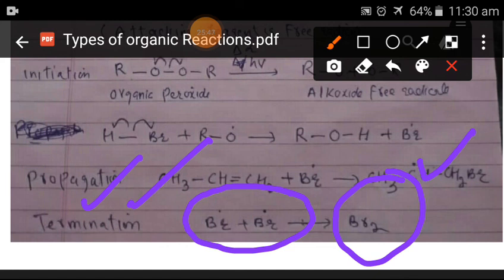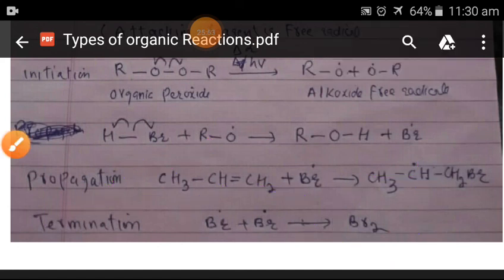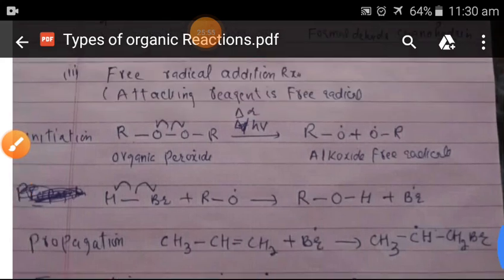Clear. So today we have discussed different types of reactions, mostly substitution reaction and addition reaction. The substitution reactions are of three types depending upon the attacking reagent: electrophilic, nucleophilic, and free radical substitution reaction. Similarly, addition reaction is also of three types: electrophilic addition, nucleophilic addition, and free radical addition reaction.